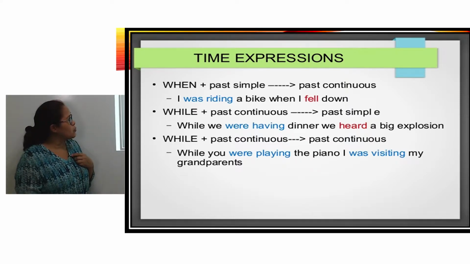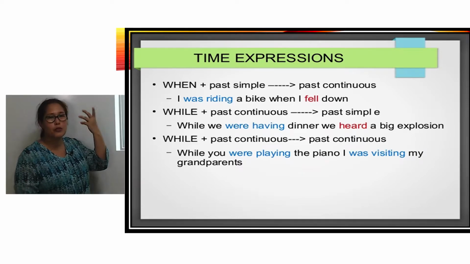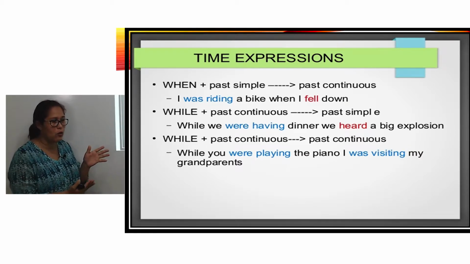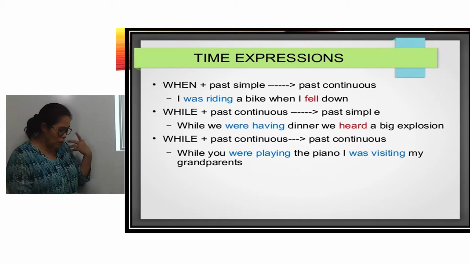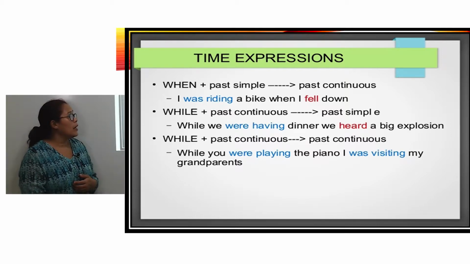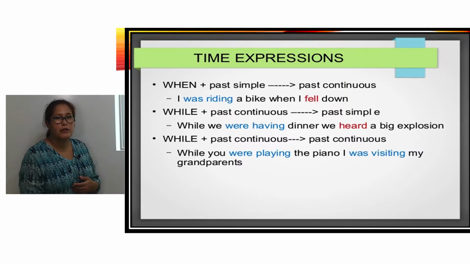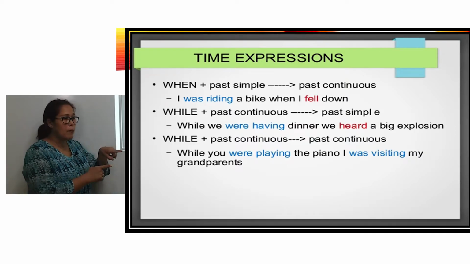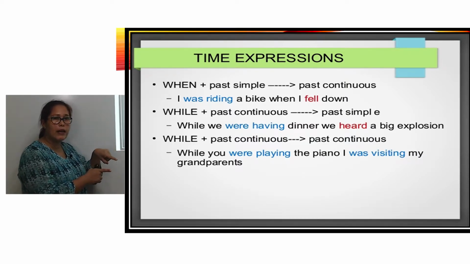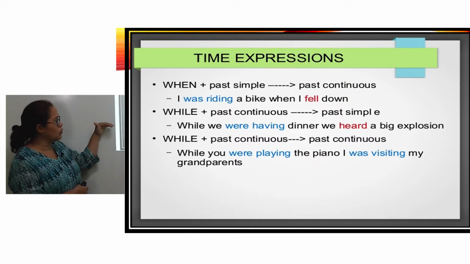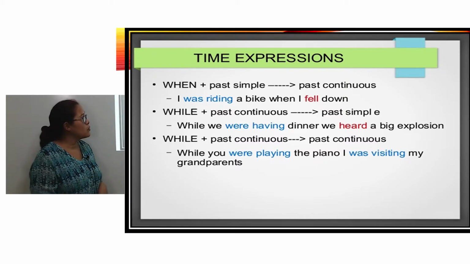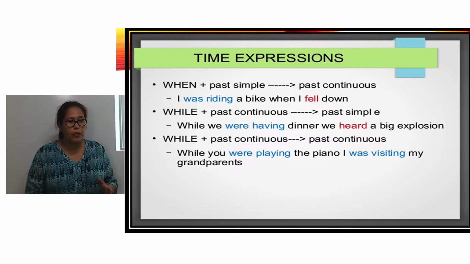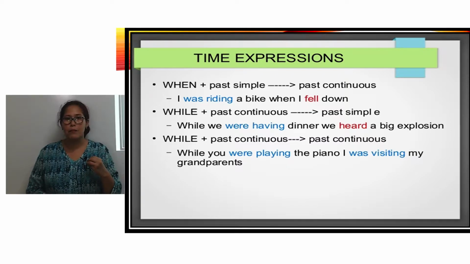The other way to use while plus past continuous to show past continuous. Y ahí es donde vienen las dos acciones paralelas. Lo que está ocurriendo en un momento y ocurre en el mismo momento. So, dos acciones pueden ser más acciones. So, while you were playing the piano, I was visiting my grandparents. Mientras tú estabas tocando el piano, yo estaba visitando a mis abuelos. Son dos acciones paralelas, dos acciones que están pasando en el mismo momento. ¿En qué momento? En el momento en que uno toca el piano, the other one was visiting my grandparents. Quiero que noten y recuerden que con el pasado continuo vamos a utilizar el verbo to be.